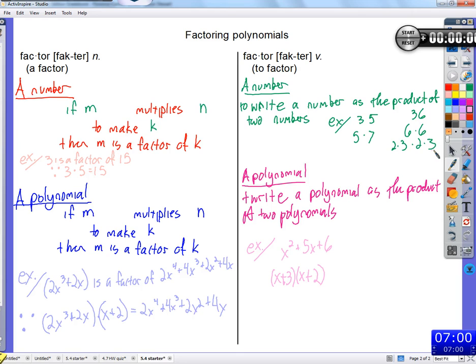And just like numbers, there's a unique factorization. There's no other way to write this factorization as a product of primes. And the same is true of polynomials. There's no other way to write this as a product of primes. Sometimes we'll need to do a few levels of factoring to get it all the way down to its fully factored form. Okay. But once we get there, that'll be the only way that it can be done.